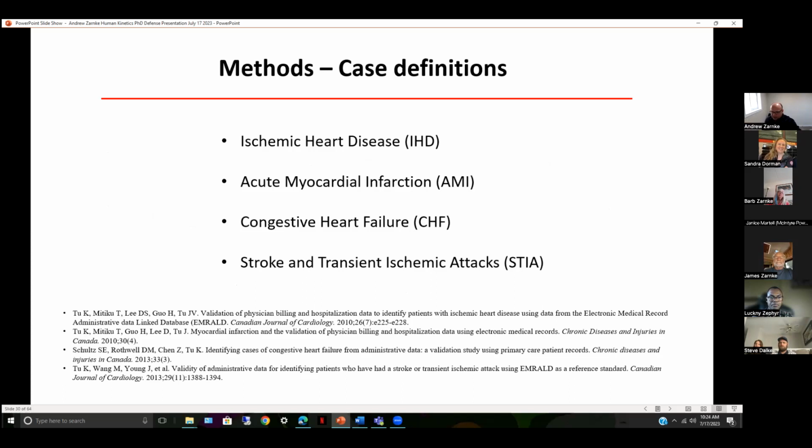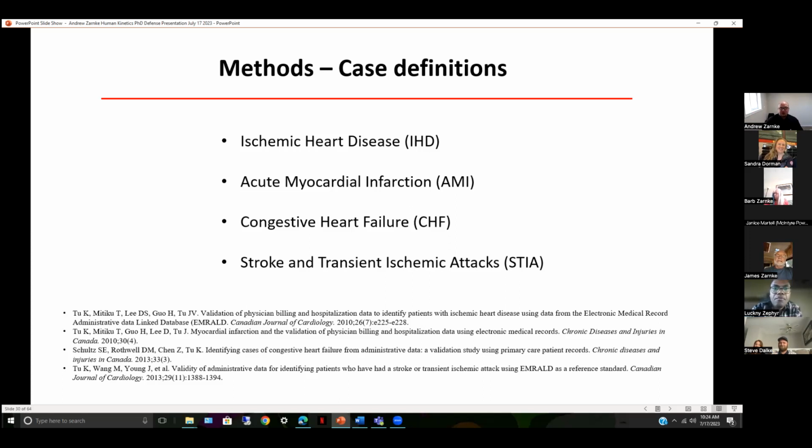The next thing we had to do was establish strong validated case definitions. Case definitions consist of the ICD-9 codes that are coded in the databases I just described, as well as time information, and generate an algorithm for identifying an actual case of that disease outcome.